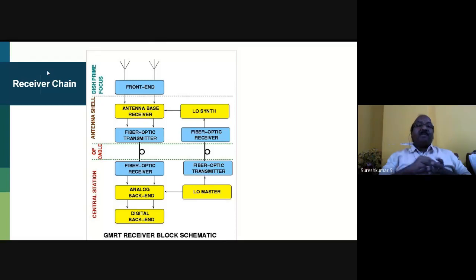And from the fiber optic transmitter, the signal travels all the way over a distance from the remote antenna to the central processing station where the fiber optic receiver is located, and where the signal is passed on for further signal processing in the analog and digital backend. Okay, so now we are into the third stage of the receiver chain.